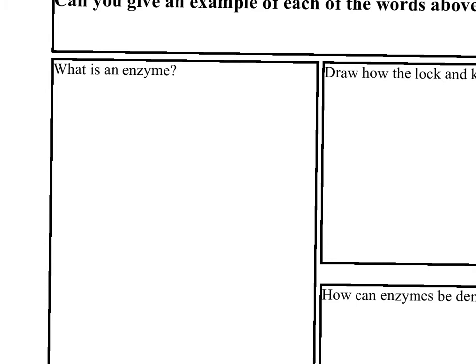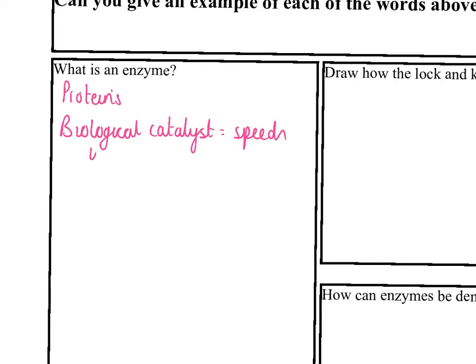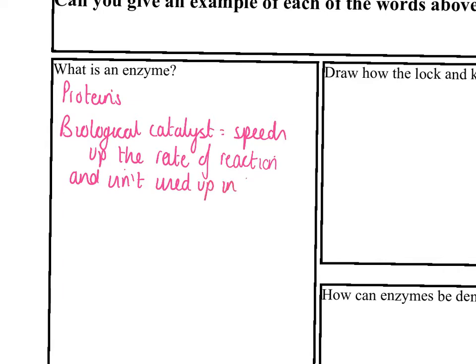Okay, then we've now got the question, what is an enzyme? So an enzyme is a protein. It's made of proteins, but it's also a biological catalyst. And if we're not sure what a biological catalyst is, it's something that speeds up the rate of reaction. And what's special about it as well is that it's not used up in the reaction. So we can use it over and over again.